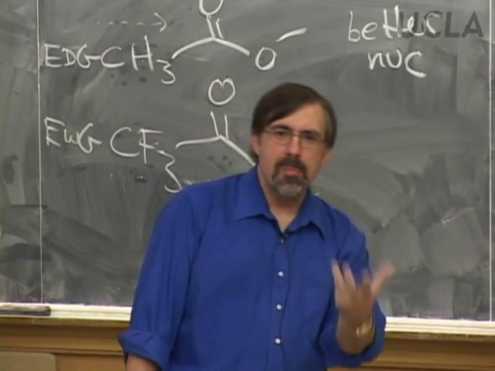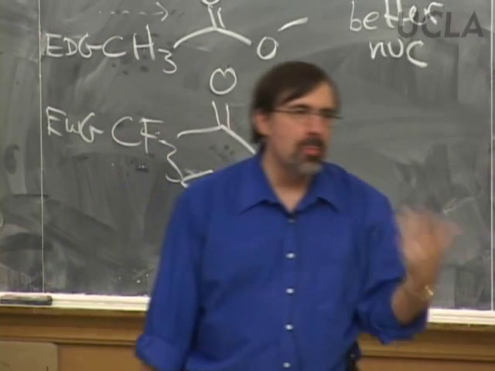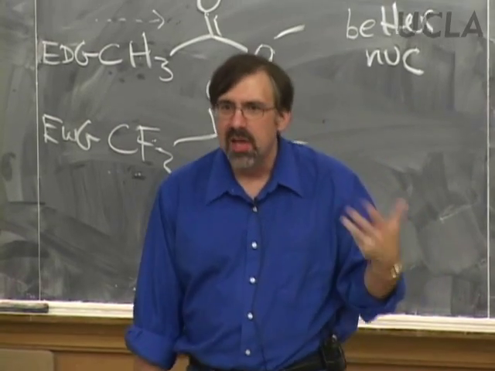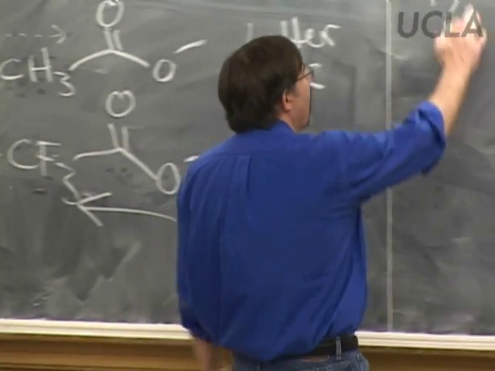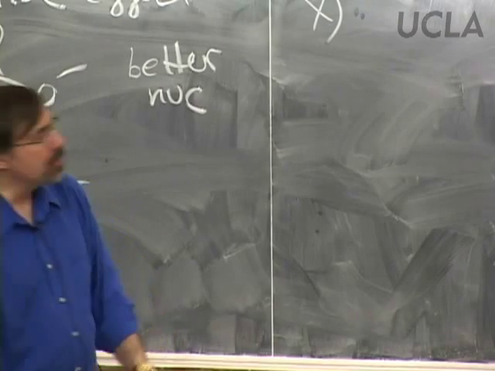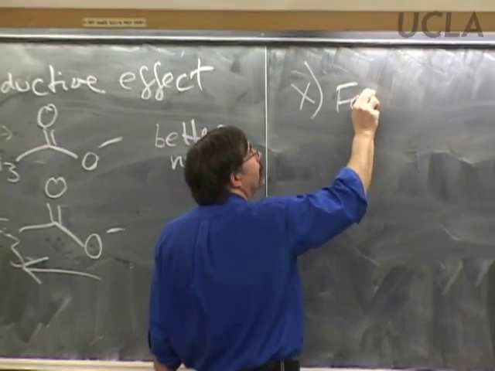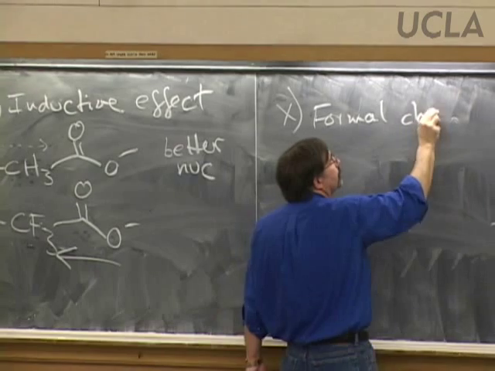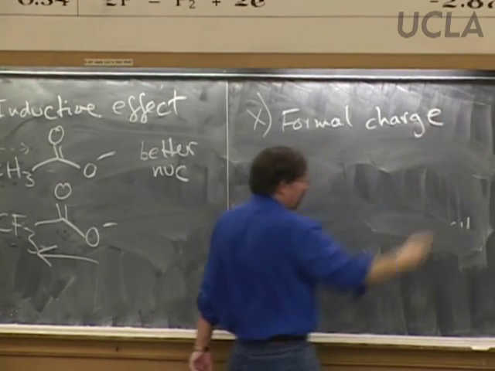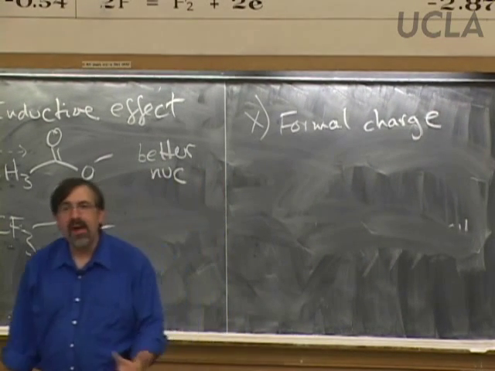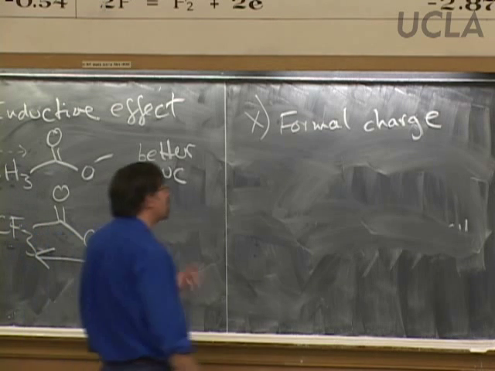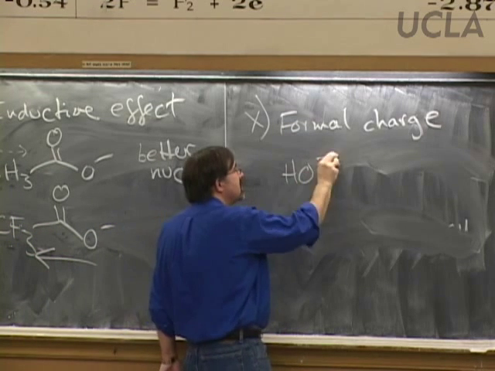Sometimes this factor has more power than resonance, sometimes less. Sometimes more than electronegativity and less than resonance. Sometimes it's other places. And the X factor is, anybody remember? Formal charge. This is also, I think, another factor relatively easy to understand in how it influences nucleophilicity.